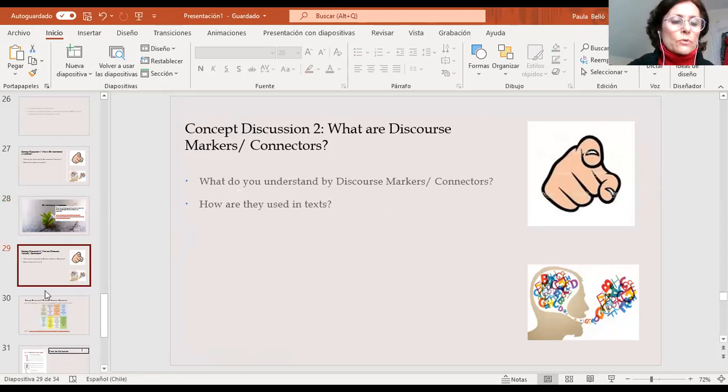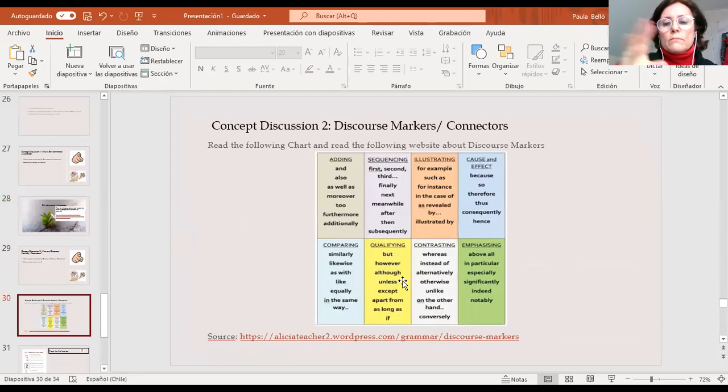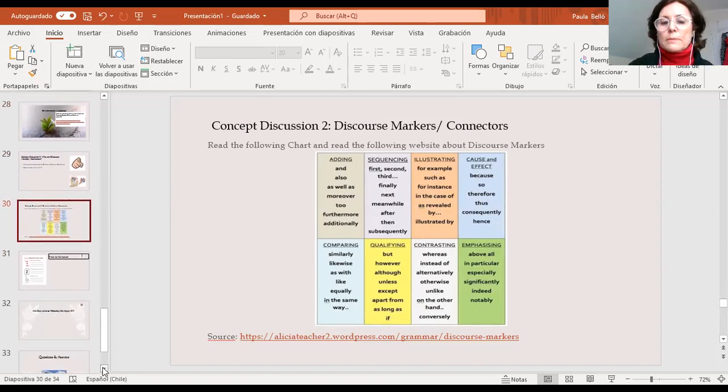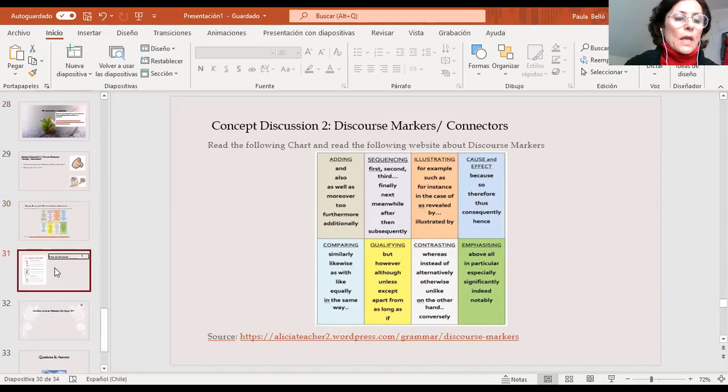Yes, how are they used? And which are they? The general categories, yes, the categories that are more used. Adding, sequencing, illustrating, cause and effect. I think these are the most used. And the others, depending on the meaning, the specific meaning of the text.